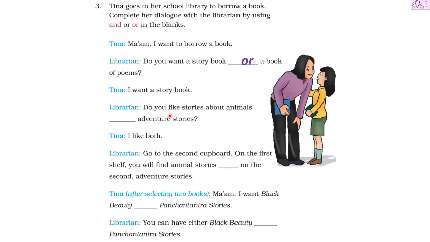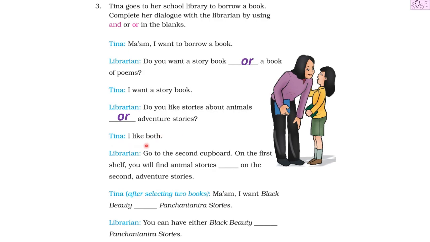Next, Tina says, I want a storybook. Librarian, do you like stories about animals dash adventure stories? So now the librarian is again giving an option to Tina by asking, do you like stories about animals or adventure stories? So she is asking, which one do you like, animals or adventure stories?